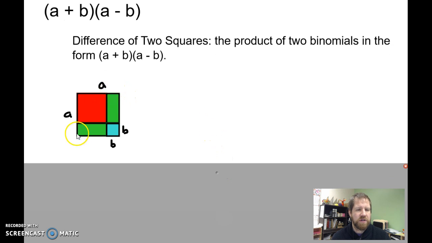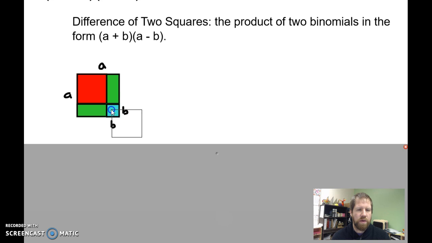All right. If we have a square, and this whole side is a, this whole side is a, this whole square would be a squared. And we have a smaller square within our larger square with sides b. This would be b squared. So if we took this away, what we have left would be a squared, which would be all of this area, including the blue, minus b squared, which would be this little square.